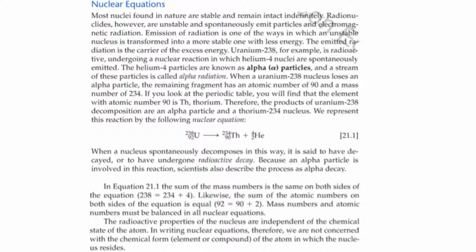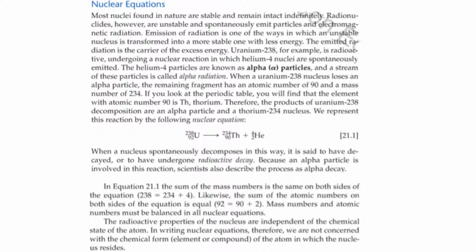Nuclear equations. Most nuclei found in nature are stable and remain intact indefinitely. Radionuclides, however, are unstable and spontaneously emit particles and electromagnetic radiation. Emission of radiation is one of the ways in which an unstable nucleus is transformed into a more stable one with less energy. The emitted radiation is the carrier of excess energy. Uranium-238, for example, is radioactive, undergoing a nuclear reaction in which helium-4 nuclei are spontaneously emitted. Helium-4 particles are known as alpha particles, and a stream of these particles is called alpha radiation.